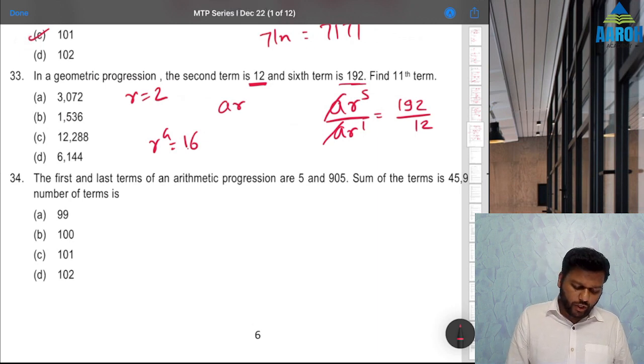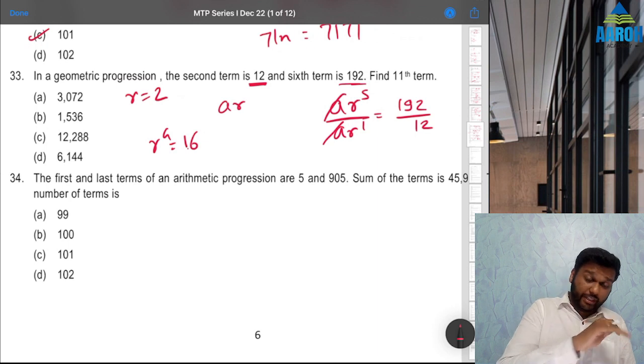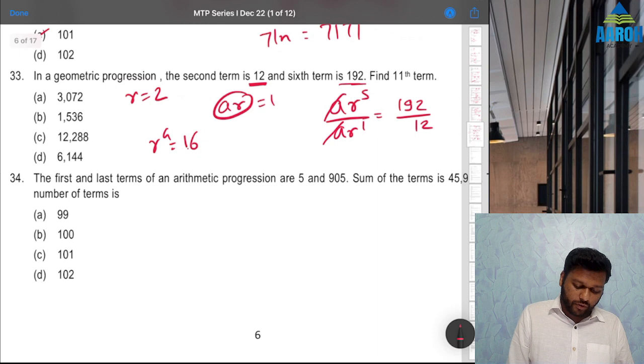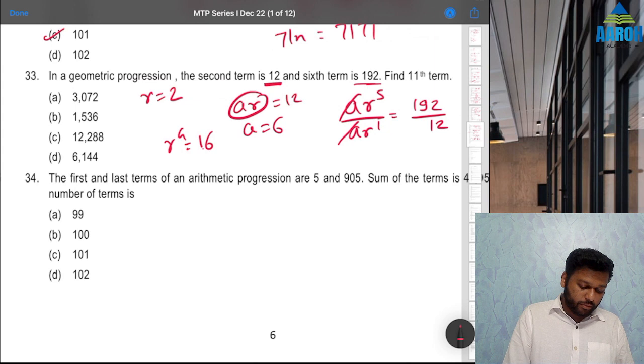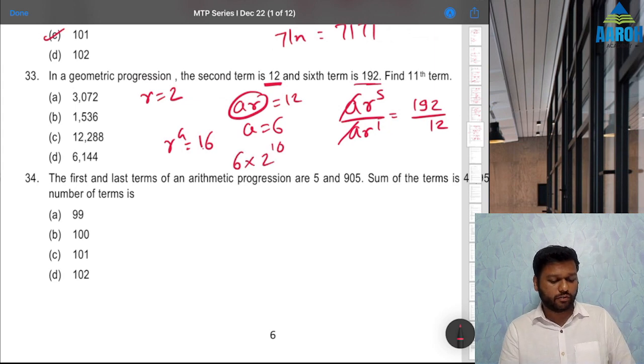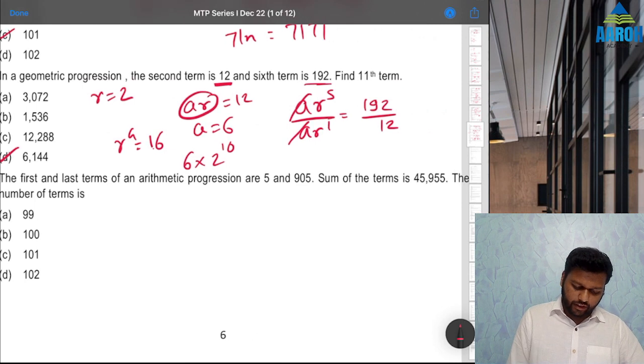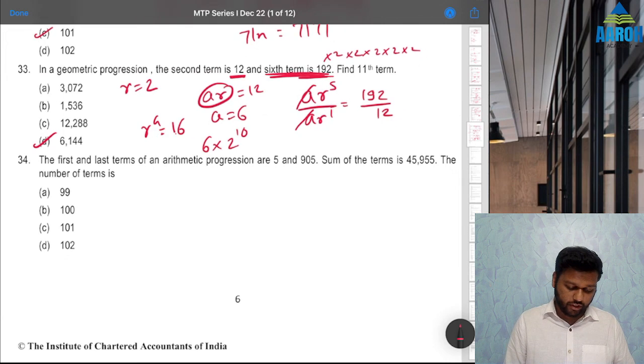So now what is the 11th term? Understand carefully, no need to find A. Don't find A. If you want, find it. So AR was 12, right? So R is 2, that means A is 6, and that is also okay. So the 11th term is A into R raised to n minus 1, so 2 raised to 10 into 6. How much is that? 6144. Option D is the correct answer. Or what I was saying is, don't find A. You have the 6th term, right? So just multiply by 2, 7th term, 8, 9, 10, 11. That's it. So whatever you want.